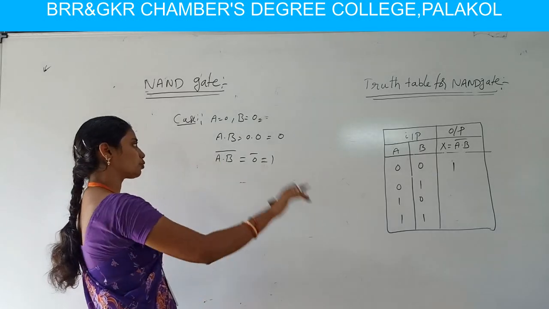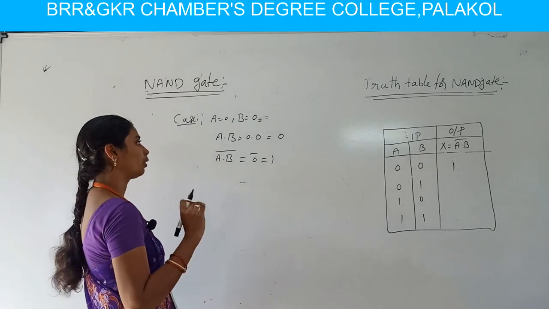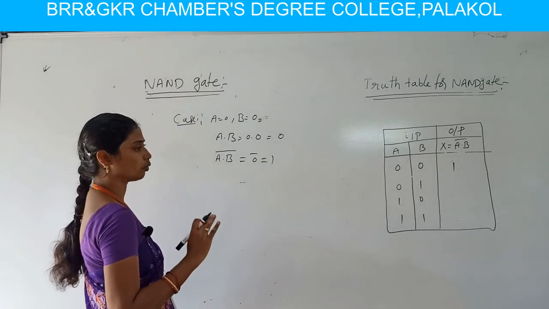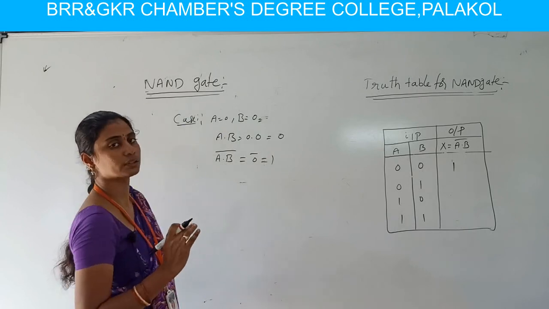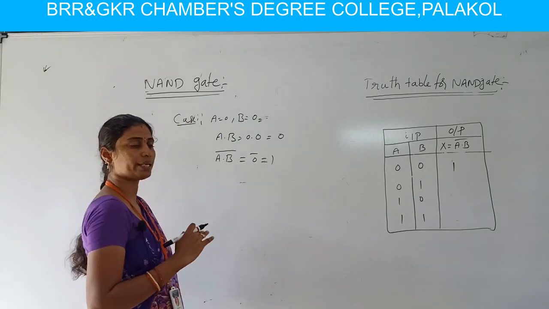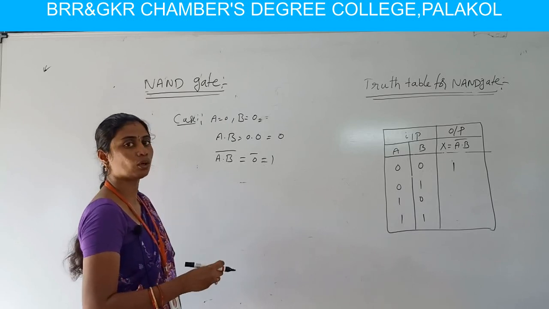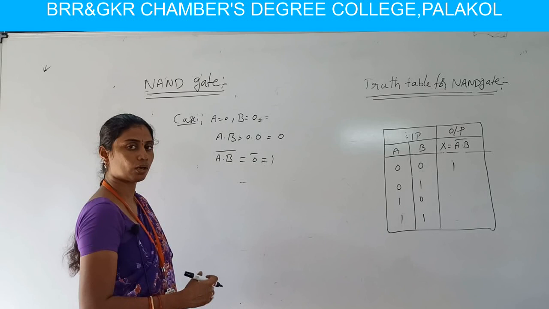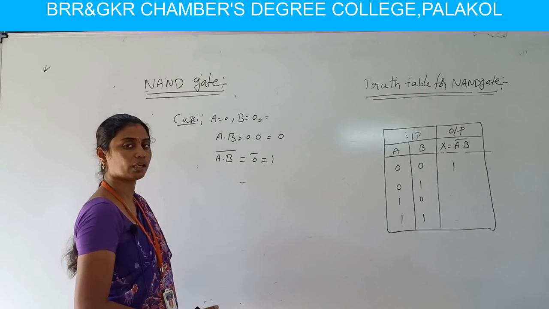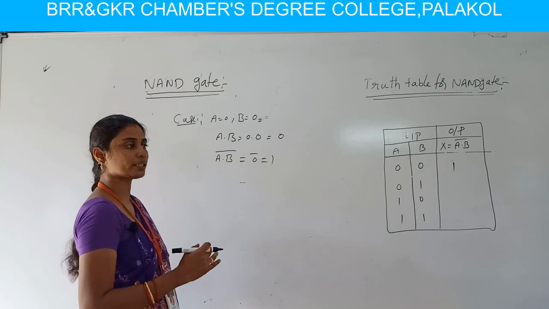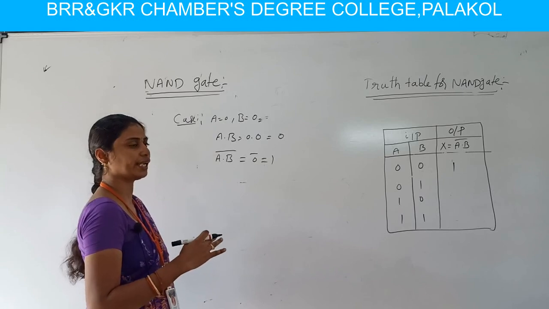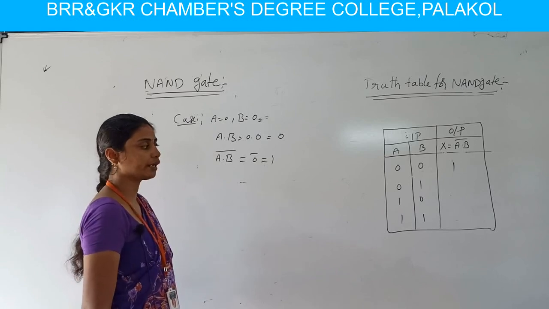So whenever the two switches are open, current flows in the circuit and the bulb is glowing. It means whenever the two inputs are in low logic level, that is 0 logic level, the output is in high logic level, the bulb is glowing, and the switches are in open state.